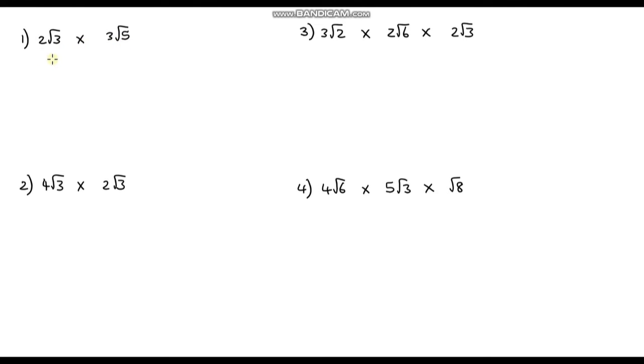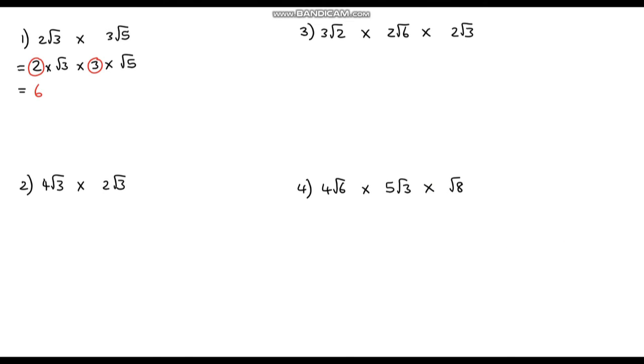So if we do exactly the same as we did before, let's split them up. So we've got 2, so this equals 2 multiplied by root 3 multiplied by 3 multiplied by root 5. So let's deal with the numbers first. And you don't have to group them up. I can see that we've got numbers here. So we've got 2 and we've got 3. So I can just evaluate that straight away. So we've got 2 times 3, which is 6.